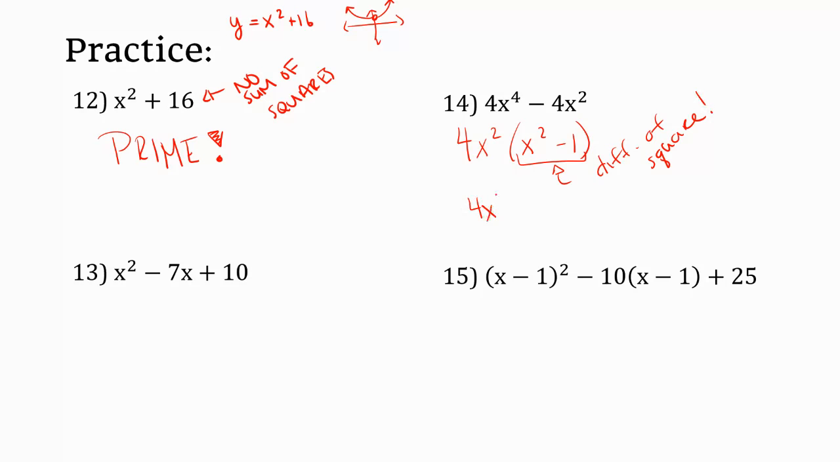So you've got 4x squared times (x plus 1)(x minus 1). And that is the prime factorization of this. Please don't break this apart more. I know that's x times x, but please just leave it.